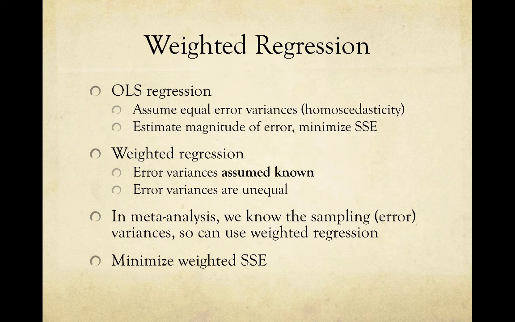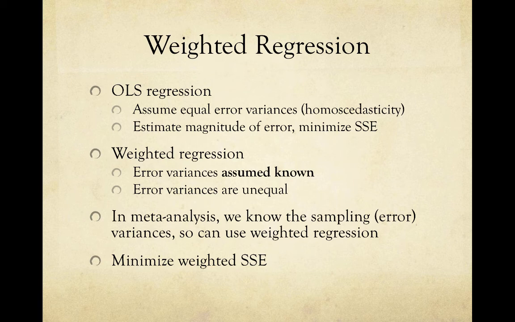I assume that you have some experience with regression for primary studies, and the most common variety is the OLS, or ordinary least squares regression. What you do is you estimate a line for some data points, and you assume that there are equal error variances for the values of y at each level of x. This is the homoscedasticity assumption. You estimate the magnitude of error and you place the line in such a way that you minimize the sum of squared errors. So that's your ordinary least squares regression.